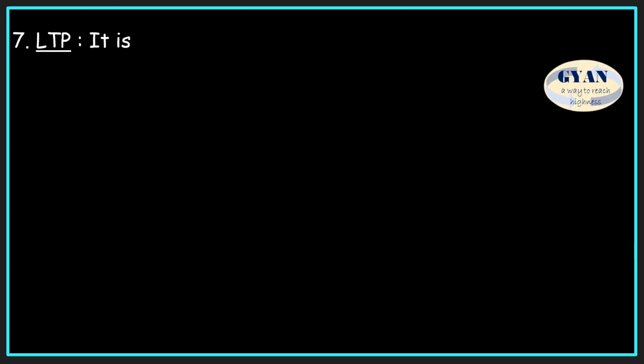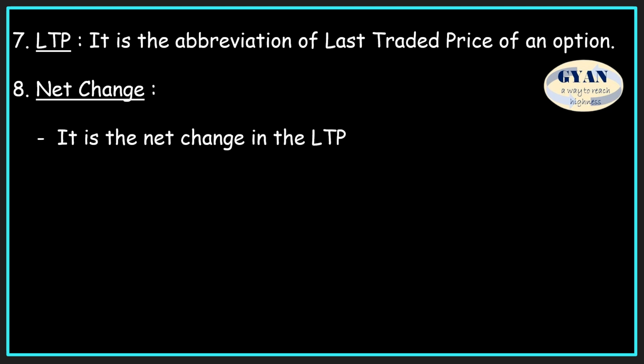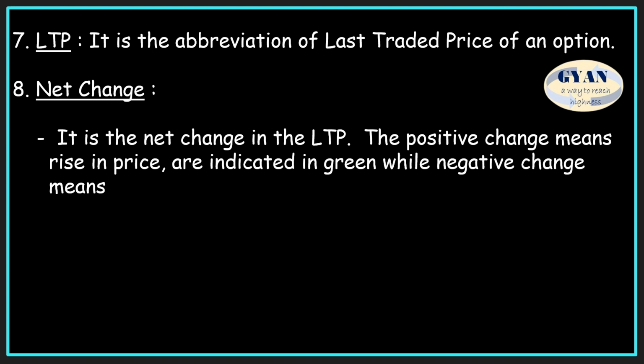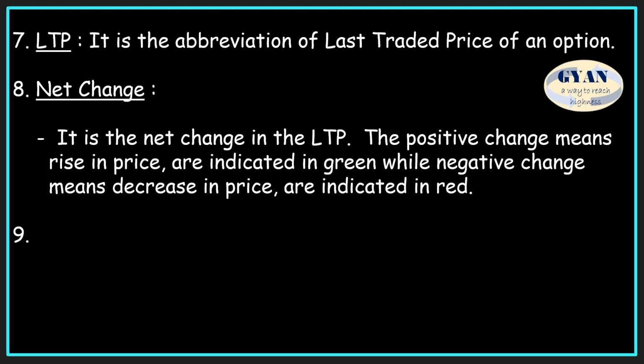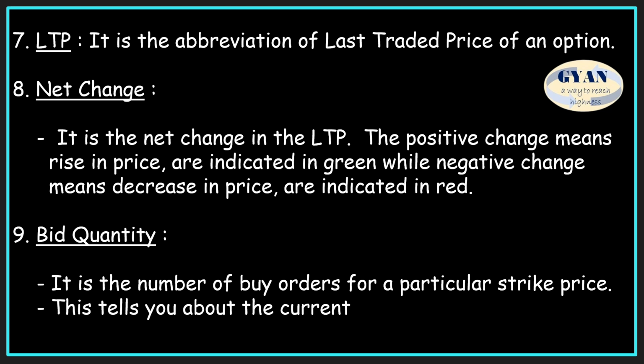7. LTP. It is the abbreviation of last traded price of an option. 8. Net change. It is the net change in the LTP. A positive change means a rise in price and is indicated in green, while a negative change means a decrease in price and is indicated in red. 9. Bid quantity. It is the number of buy orders for a particular strike price. This tells you about the current demand for the strike price of an option.